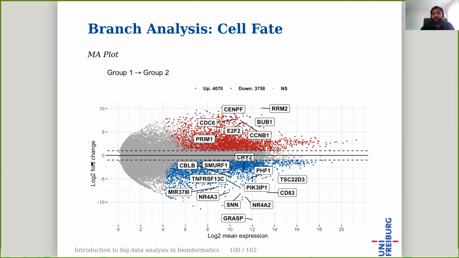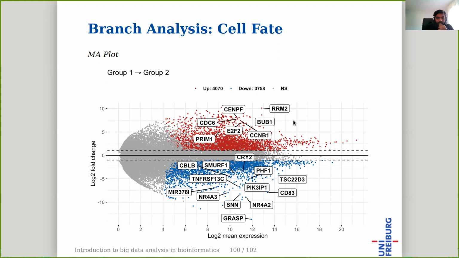The fold change depends on how much the relative change in expression level of a gene is between two conditions, between this group 1 and group 2. All the red ones here are the upregulated genes at a certain false discovery rate, and all the blue ones here are the downregulated genes. So that's why you see log2 fold change minus here, plus here.